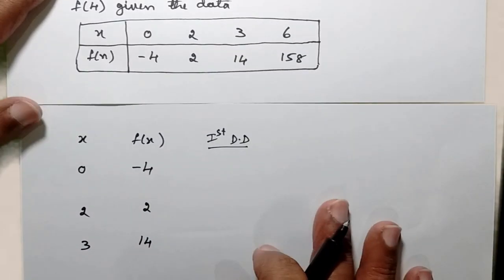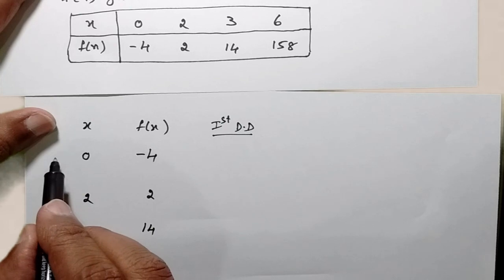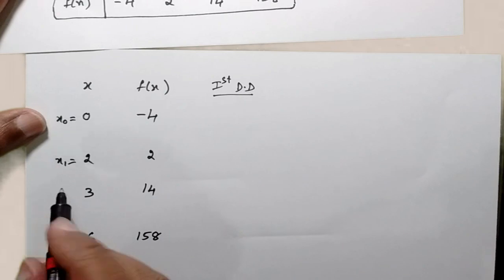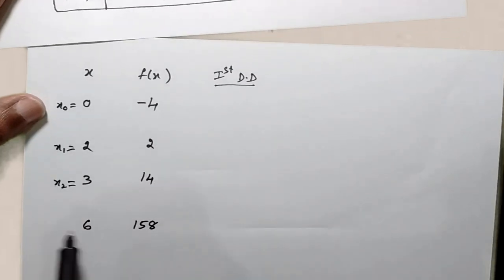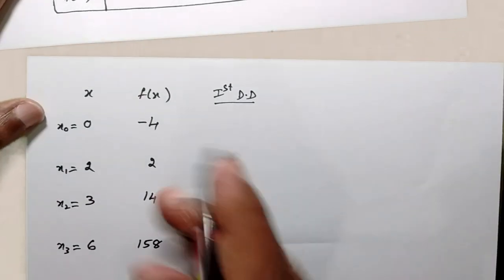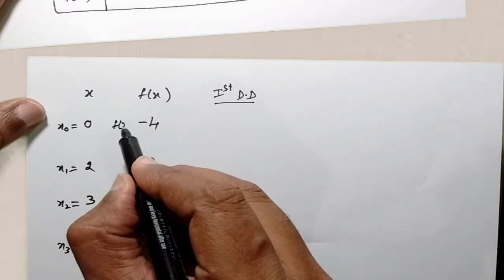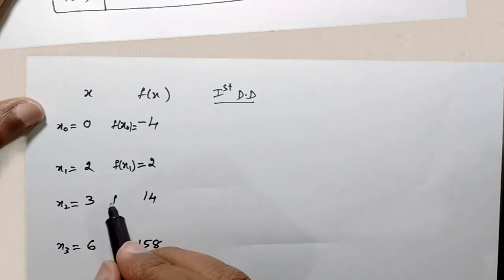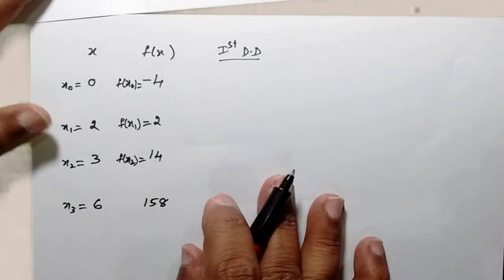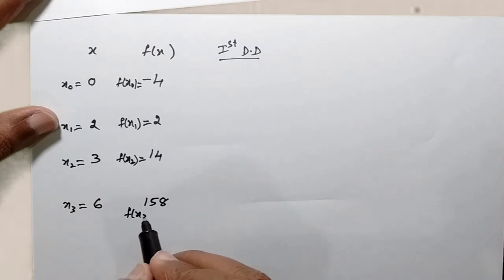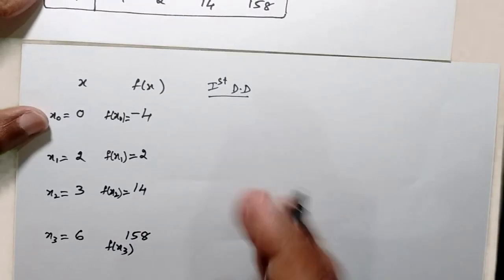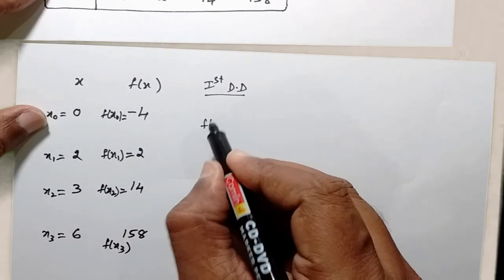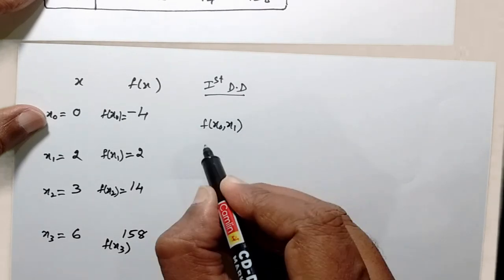So what is the first divided difference? For that, let us identify these values. This is the x0 value, this is the x1 value, this is the x2 value, and this is the x3 value. What is this function value? This is the f of x0 value. This is the f of x1 value. This is the f of x2 value. This is the f of x3 value. Alright. So now if you want to find the first divided difference value, it will be f of x0 comma x1.